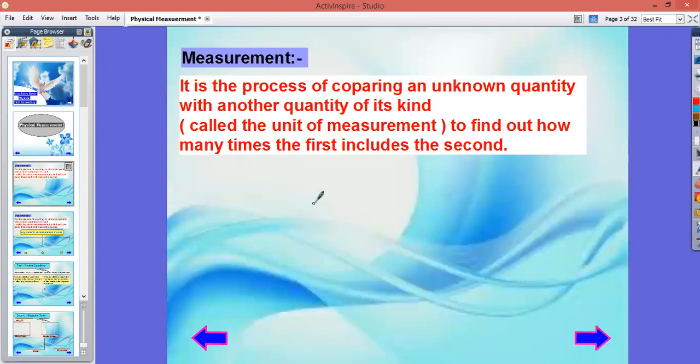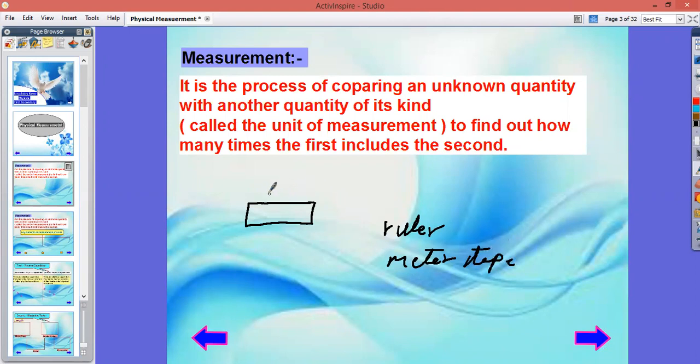If I want to measure the length of this table, for example, we can use a ruler to measure the length. Maybe if it's a small table, we can use a ruler. If I have a large table, we can use a meter tape. We can use a ruler or meter tape. Okay, so I wanted to measure the length of this table, and after I finish the measurement process, it equals 3 meters, for example.